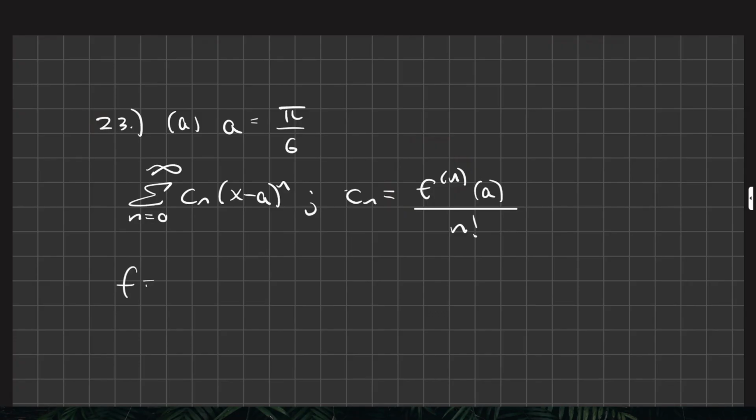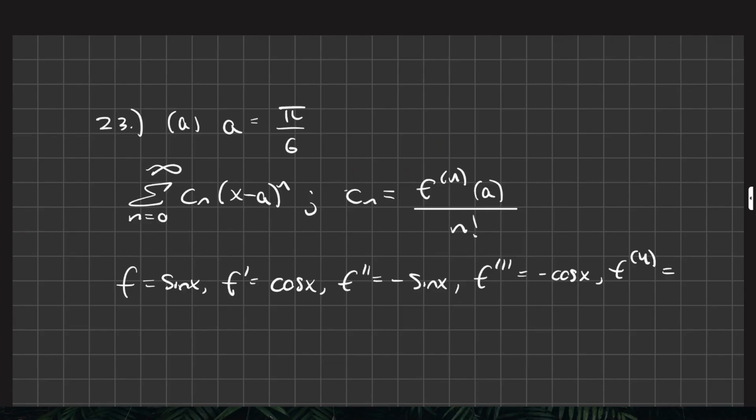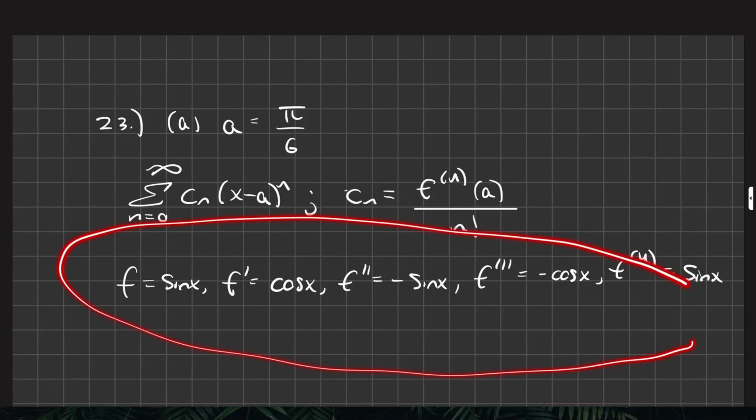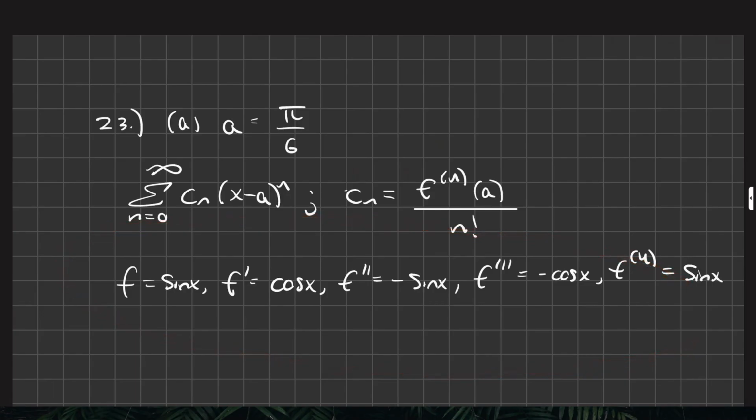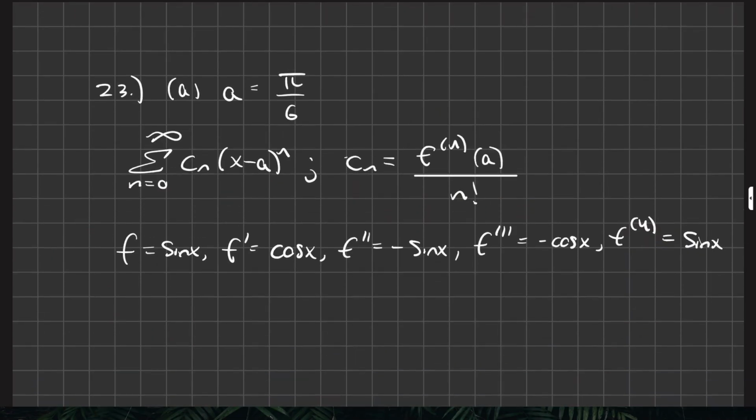So f is just sine of x. F prime is cosine of x. F double prime is negative sine of x. F triple prime is negative cosine of x. And then the 4th derivative, the derivative of negative cosine, is just positive sine of x. And this is nice, right? We have this circular behavior where everything loops back to sine of x eventually. You know, we like trig functions for that.